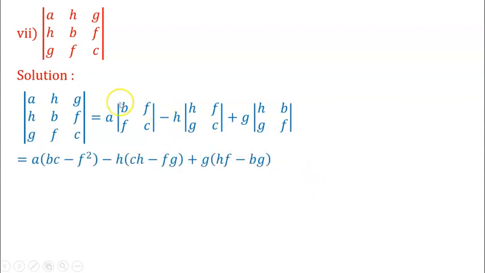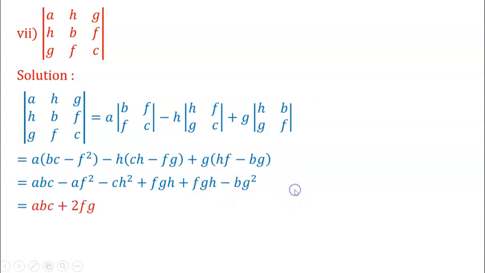Okay. And after simplification, B C minus F into F, F squared, minus H, H C minus F G, plus G, H F minus B G. And the next simplification, A B C minus A F squared minus C H squared, minus minus will become plus F G H. Next, again F G H here minus B G squared. Okay, and hence you will get here finally A B C, F G H plus F G H. You will get here 2 times F G H minus A F squared minus B G squared minus C H squared, and this is the value of this determinant.